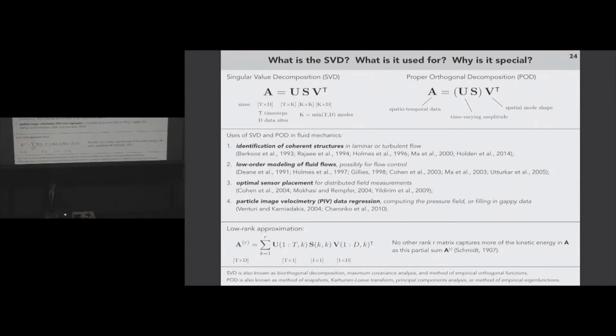Some people might have heard this just called proper orthogonal decomposition. They're pretty much synonymous. The only thing you have to do is put parentheses around the U and the S, and then you get the POD. So the SVD and the POD are used all over fluid mechanics, in particular for low-order modeling and for data regression. And the reason is that no other low-rank approximation of the data is going to capture more of the kinetic energy in the data than such a low-rank approximation using the SVD. So this is really important.